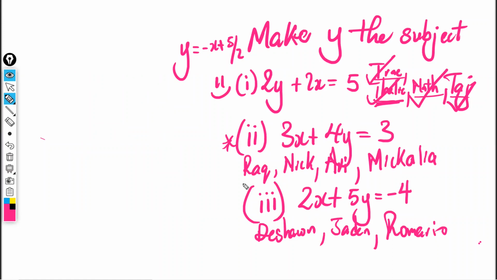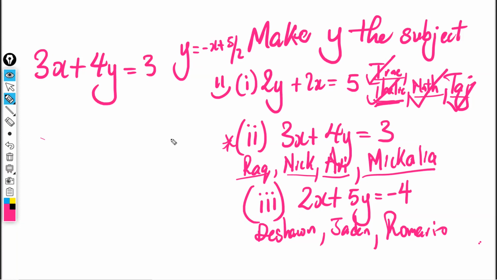So let me go on to Raquan, Nikolai, Ariana, Michaelia. Did you guys make y the subject here? 3x plus 4y is equal to 3. Did you make y the subject?